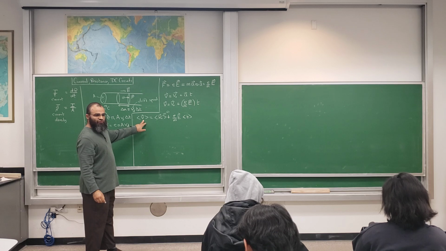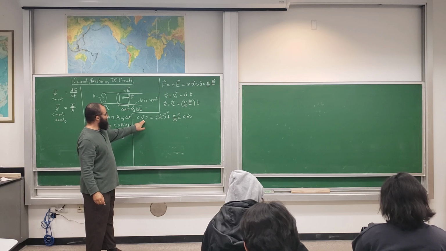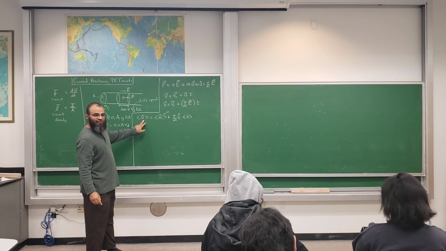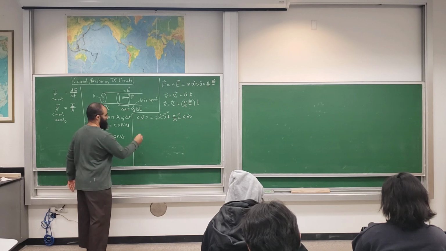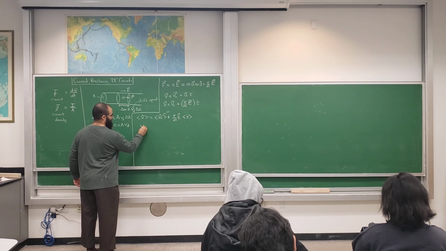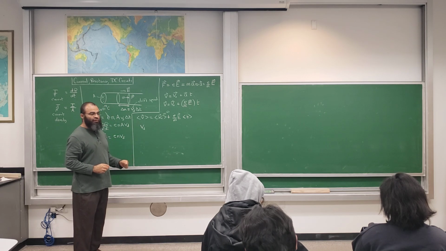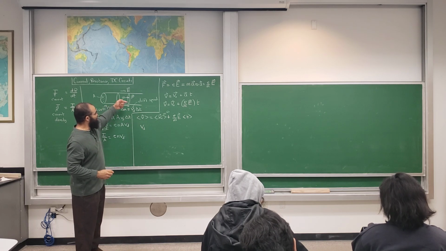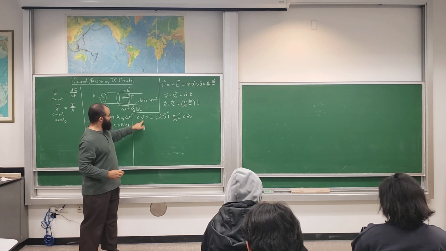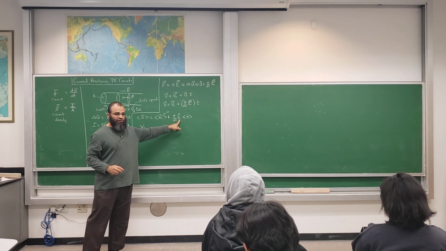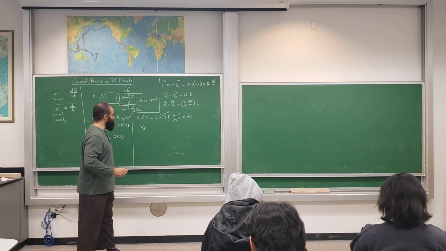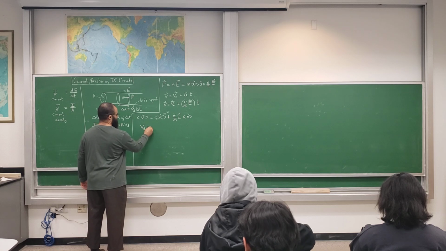This average velocity is the drift speed. That's the drift speed. And I'm going to drop the vectors because their direction would just be the same as the direction of the electric field. Right? This vector's direction is the same as this vector.